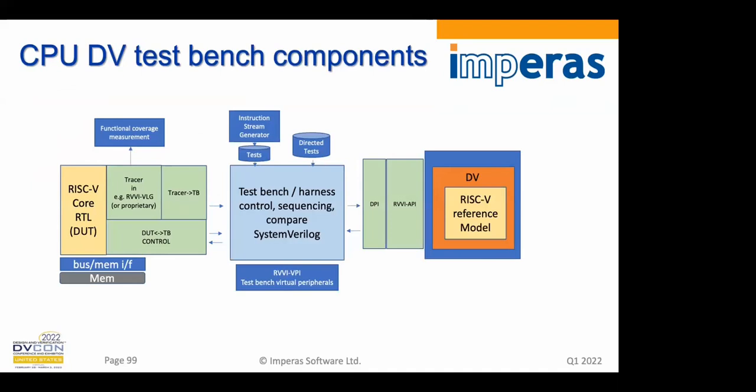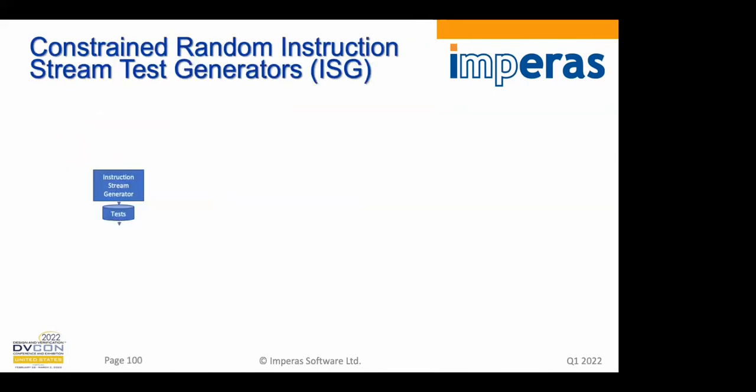So if we remember, in terms of the test bench components, the thing that we're going to be talking about now in this section is the instruction stream generator, which basically generates tests. Now, we're going to be showing and talking about an open source one from Google, and it's a UVM based one in this case.